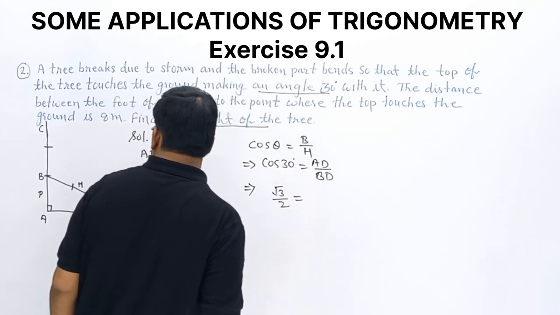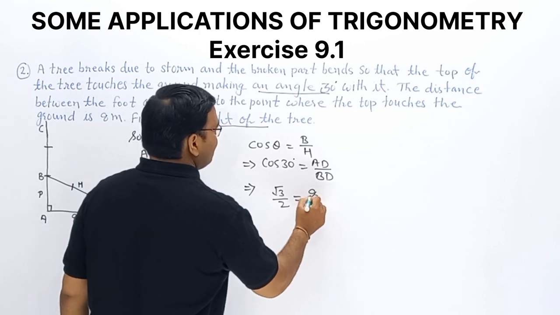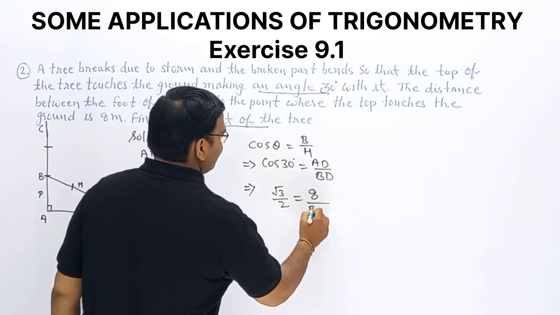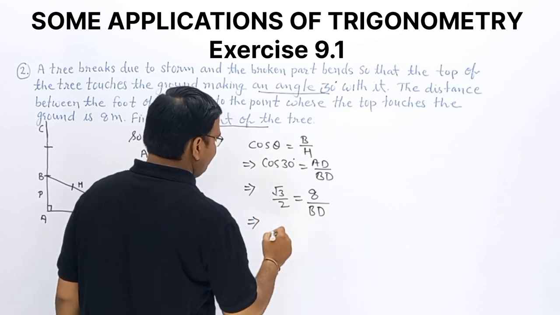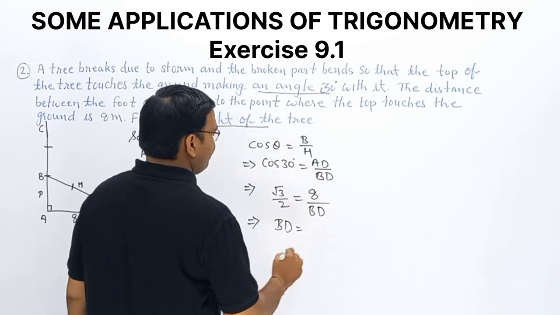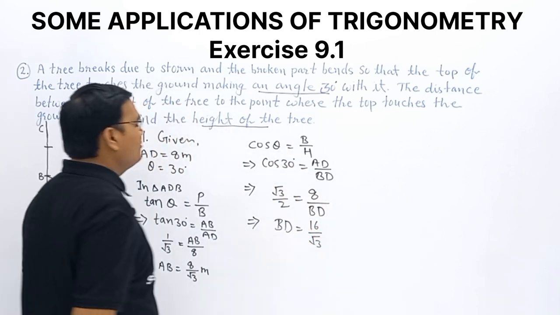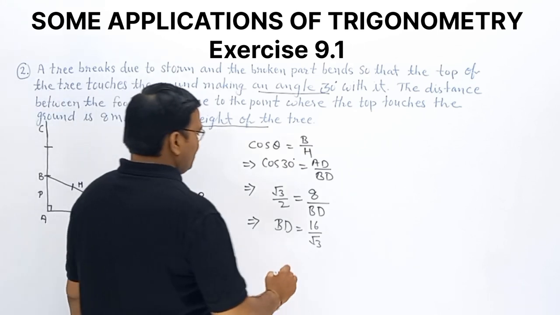Now what about AD? AD is the base, and the base is 8. And BD we require, BD we want. Now cross multiply and solve for BD. So BD can be written as 16 upon square root of 3. This is the value of BD. And BD can be written as, BD is what?